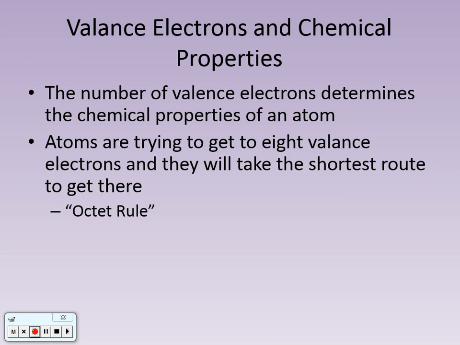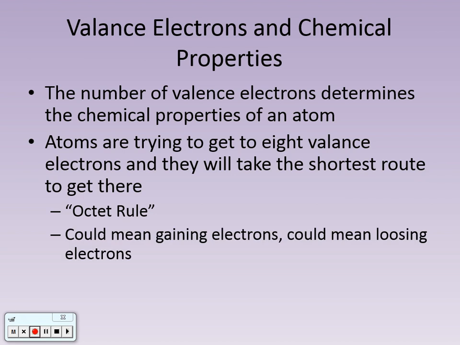Okay? So, atoms are trying to get to 8 valence electrons, but there are 2 ways that can happen. Some atoms will gain electrons to get to 8. Some atoms will lose electrons to get to 8.